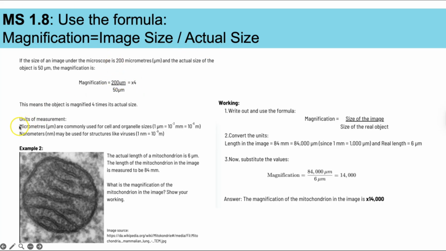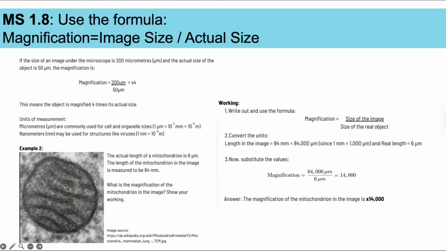The units of measurement that you usually get are micrometers or nanometers for the actual size. And it's normally micrometers because most of the organelles in the cell are within the sizes that you would measure in micrometers. We don't tend to use nanometers unless, like it says here, viruses are very, very small, so you might have the units in nanometers. But when you're actually measuring your image size, you're likely going to be measuring in millimeters, but they usually ask you to give your final answer in micrometers, so you do have to do that conversion as well, and we'll see that in our worked example.